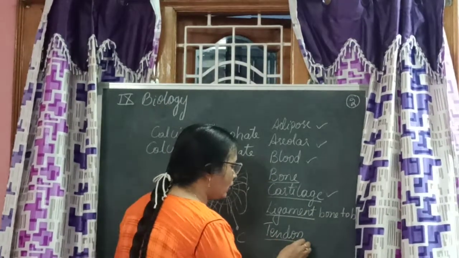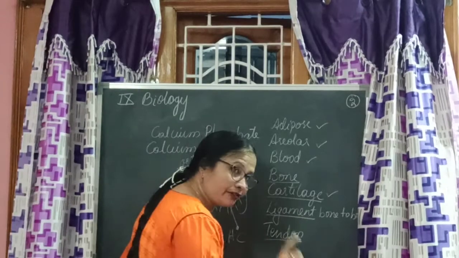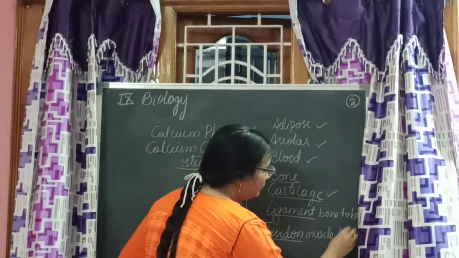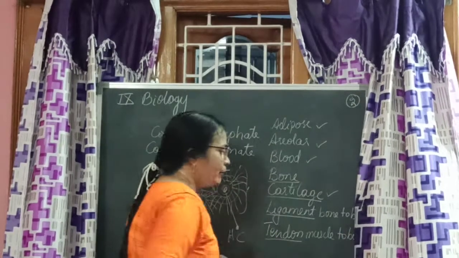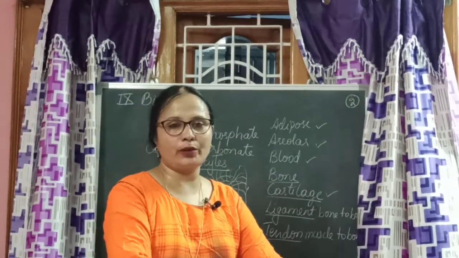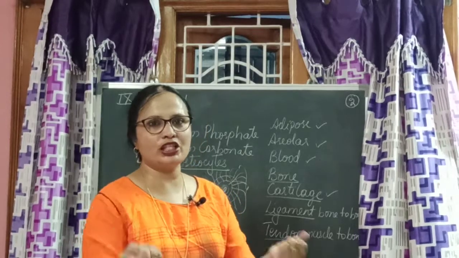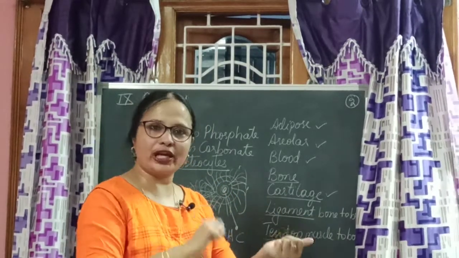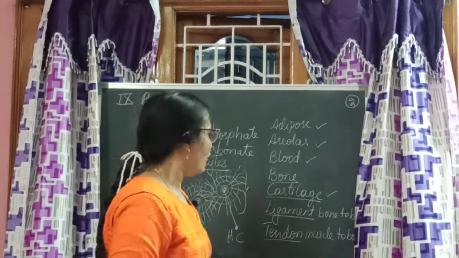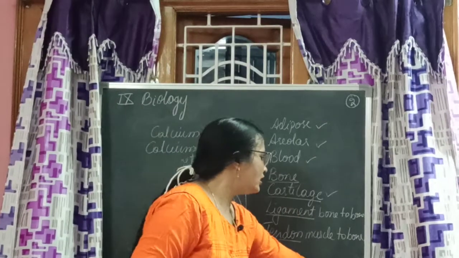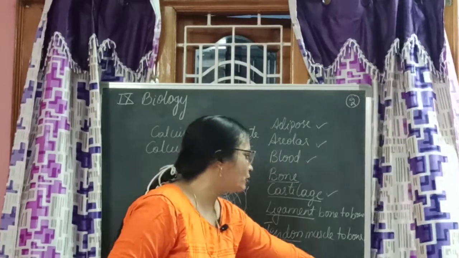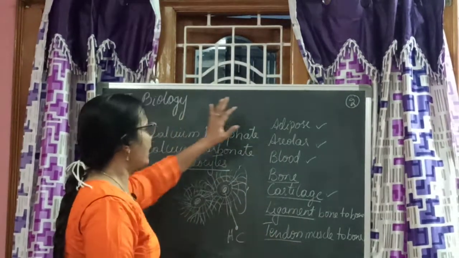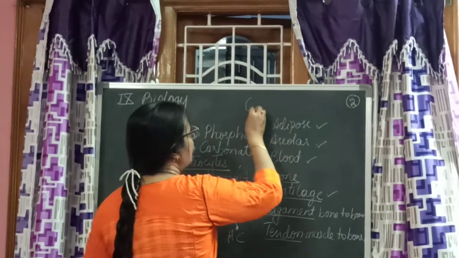Then what is tendon? Tendon is a connective tissue which connects muscle to bone. Because muscle has to be attached to the bone, then only muscular movement is possible. Our body is able to move because muscle and the bone work together. To make that possible, the muscle to bone connection is supposed to be there, and tendon makes it possible. With that we'll complete connective tissue.